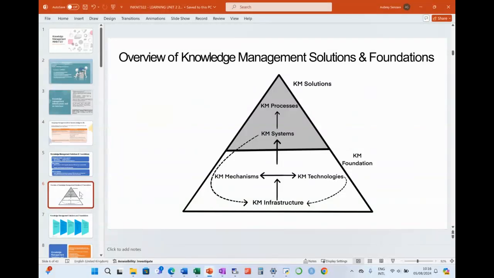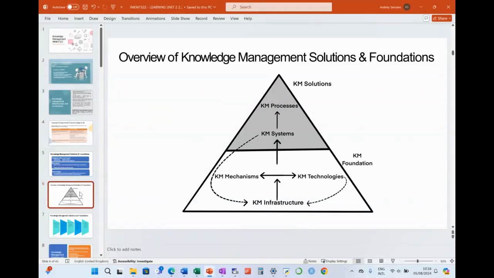Let's look at the overview before we start looking at some more defining aspects. So this is what I was talking about earlier. You've got your knowledge management solutions right at the top. But before we can get to solutions, to concerns, problems that arise in our search for knowledge, we first need to go to the foundation. And this is something that management needs to set up within the organization.